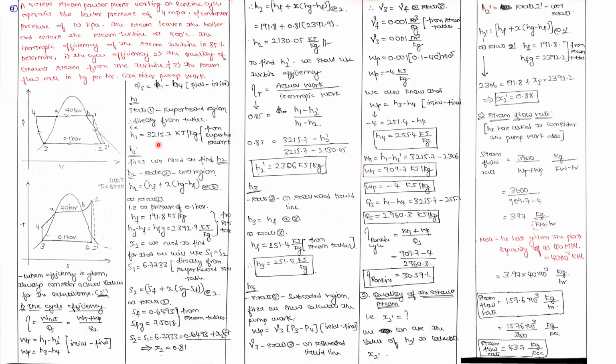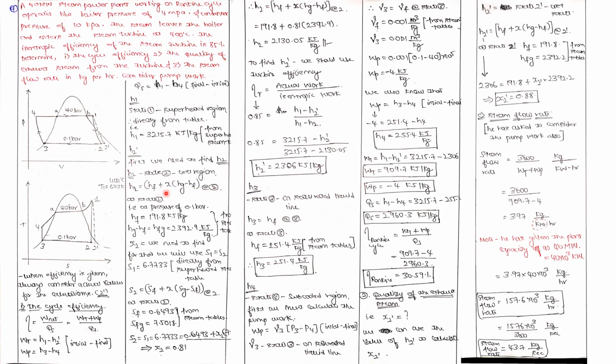Now, the second thing you have to find is H2 dash. So before finding H2 dash, I need to find what is H2. Then I can use the efficiency to convert H2 into H2 dash. So H2, where is my state 2? State 2 is in the wet region. So if it is the wet region, how do I find it? Again, I have to use this particular formula which says HF plus X into HG minus HF. All the values must be at state 2. So HF at state 2.